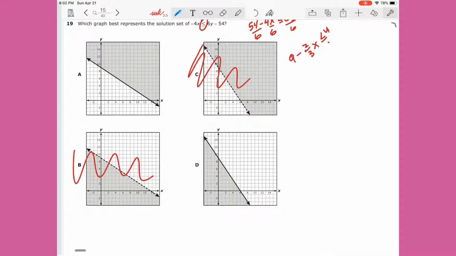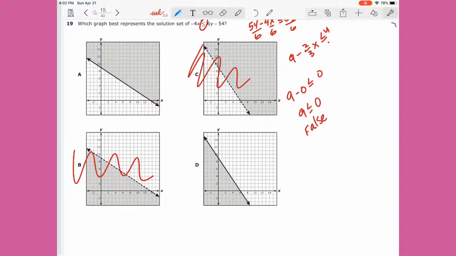Actually, it's going to be even easier because really I don't even need to look at my slope. On D, it has shaded below, and A, it has shaded above. So I'm going to check 0, 0. If I plug in 0, 0, so that's going to be 9 minus 0 less than or equal to 0. So that's going to give me 9 less than or equal to 0. Is 9 less than or equal to 0? No, that's false.